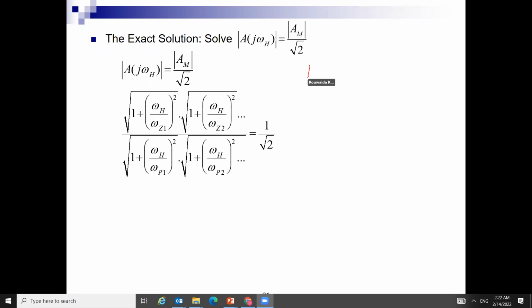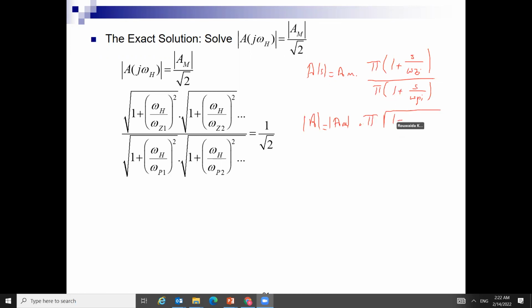Okay, so here we know, for example, if A of S is equal to AM times the product of 1 plus S over omega Zi over the product of 1 plus S over omega Pi, then the magnitude of A is equal to, طبعا, the absolute value of AM times the product of the square root of 1 plus omega over omega zi all squared, over the product of the square root of 1 plus omega over omega pi all squared.